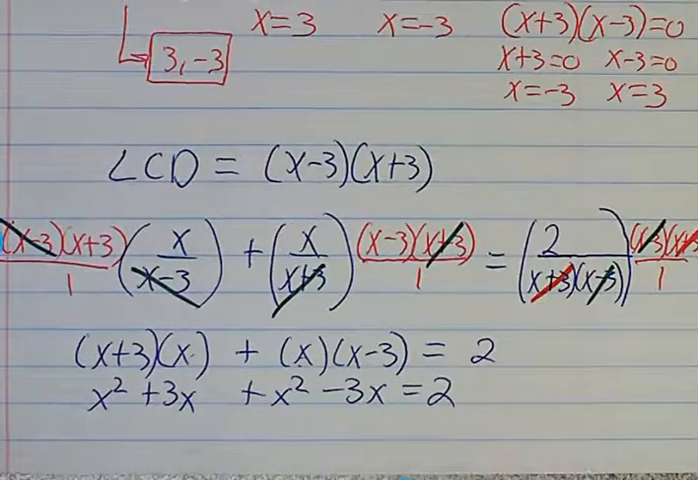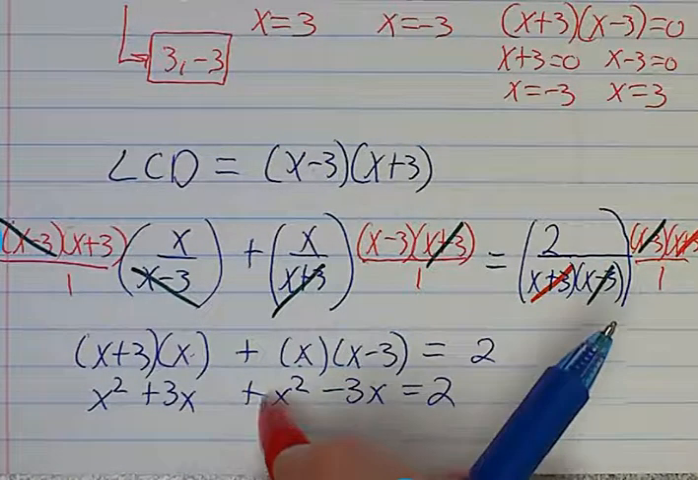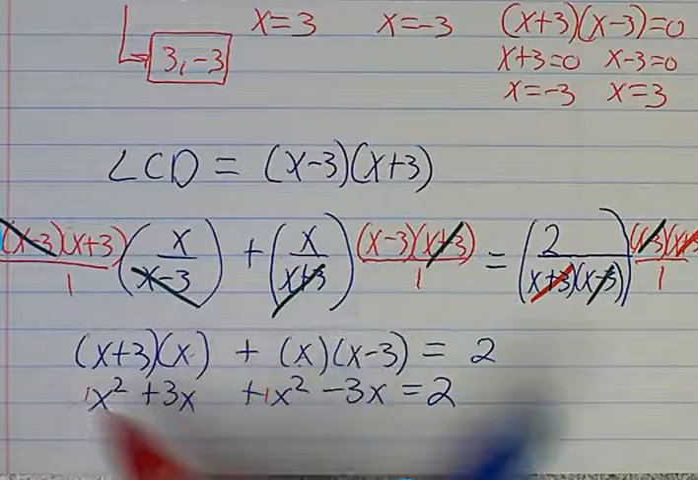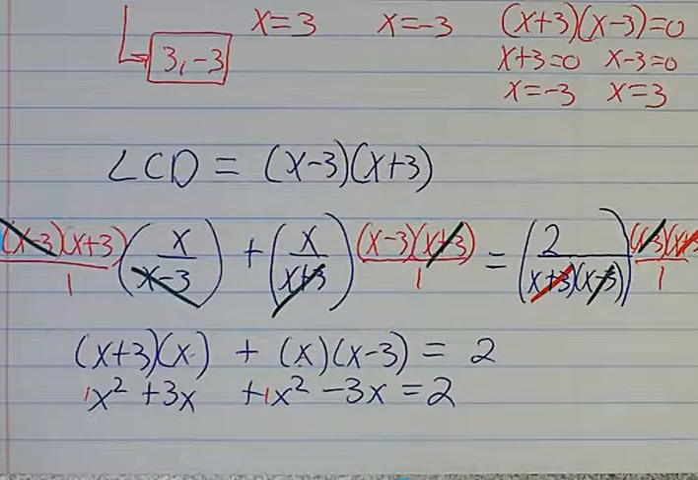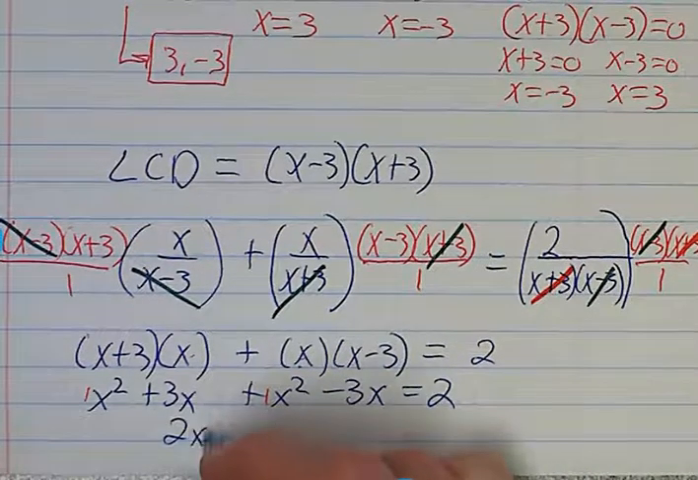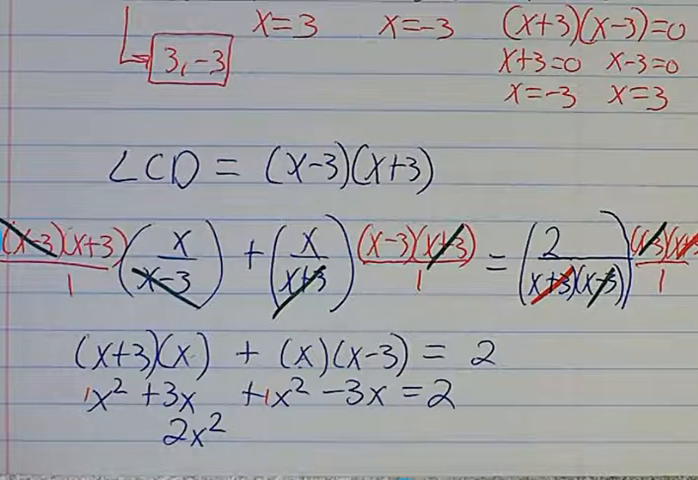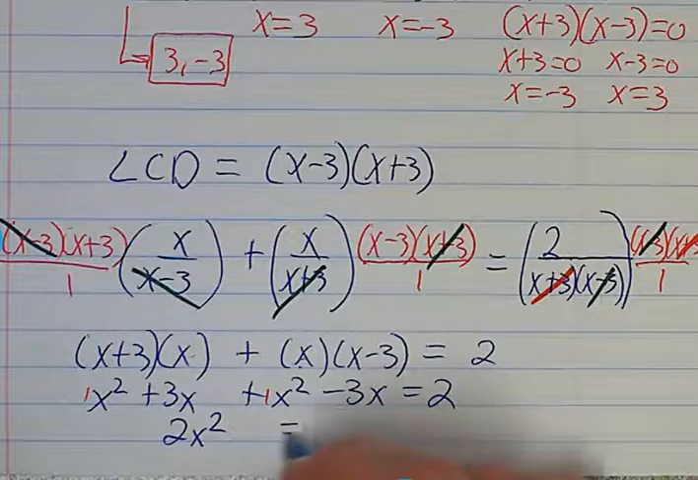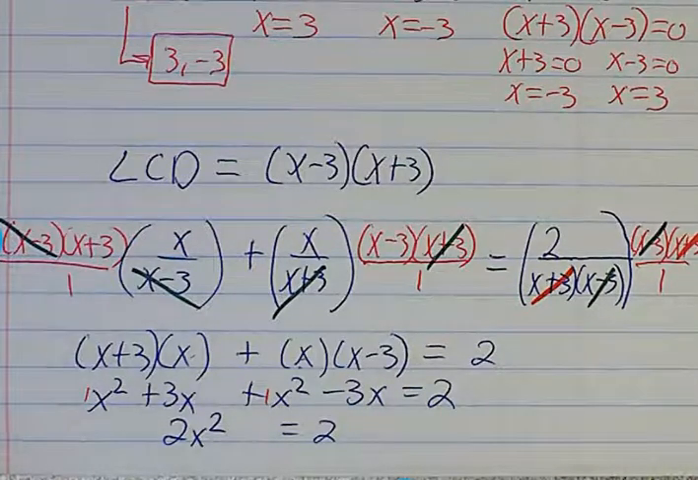Okay, and all this stuff on the left-hand side, we've got to combine some like terms. Now, here's one where you've got to be a little bit careful. When you add the x squareds together, remember that is 1x squared plus 1x squared. So that would be 2x squared. 3x minus 3x makes that 0x, which means it's gone, equals 2.